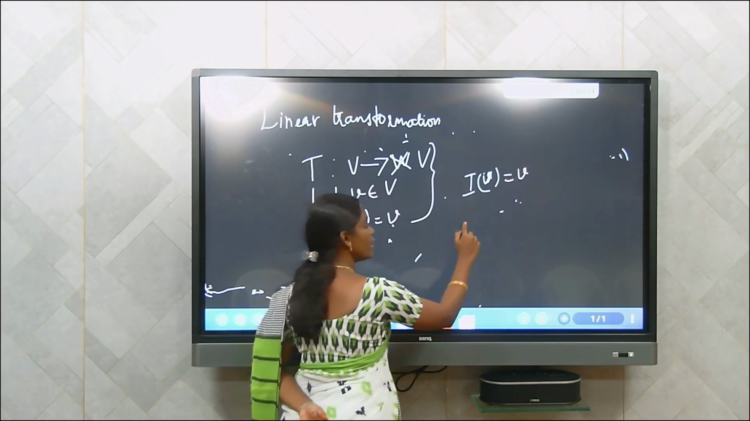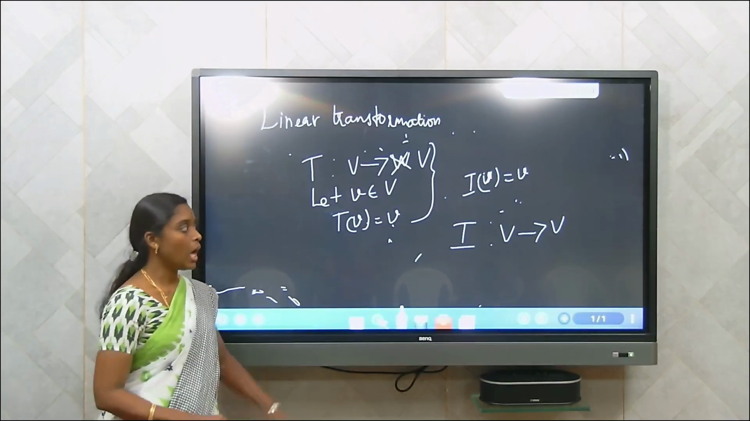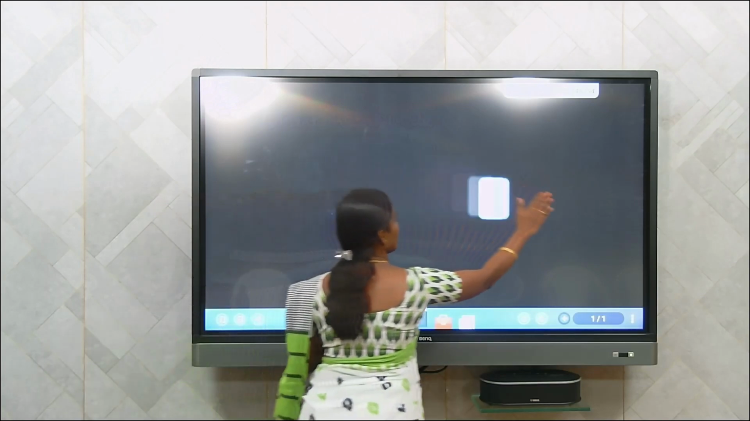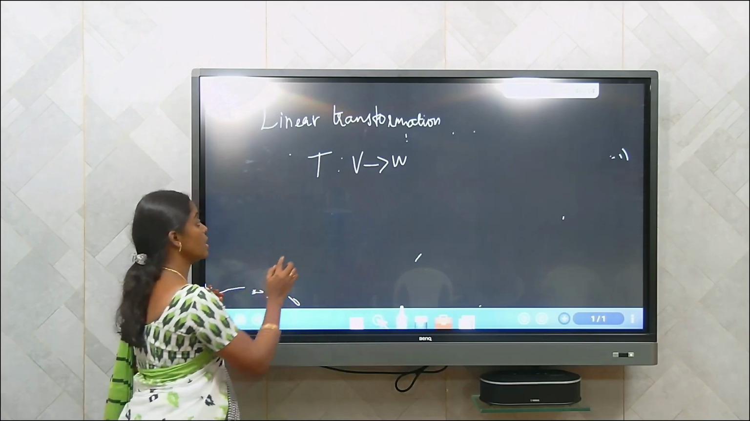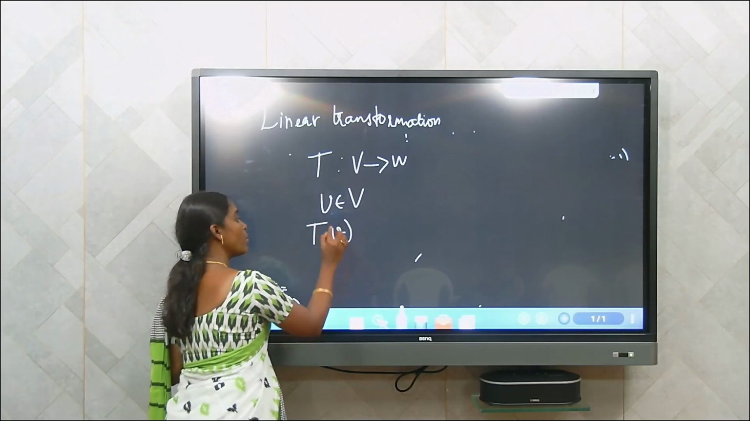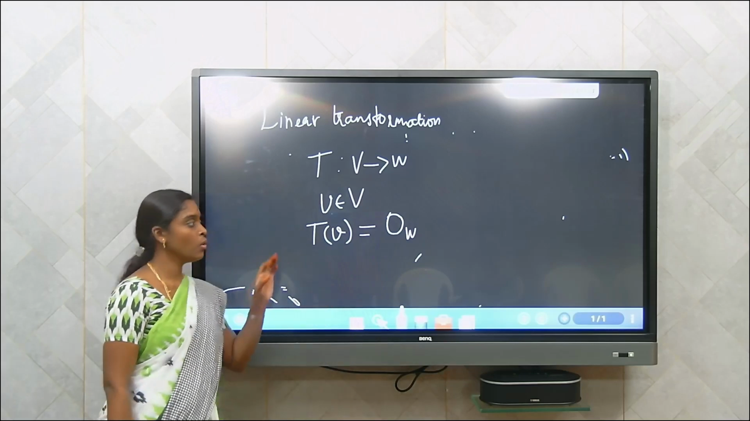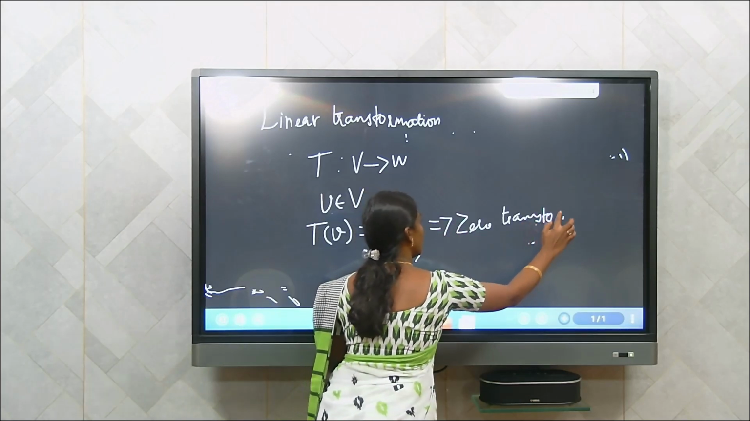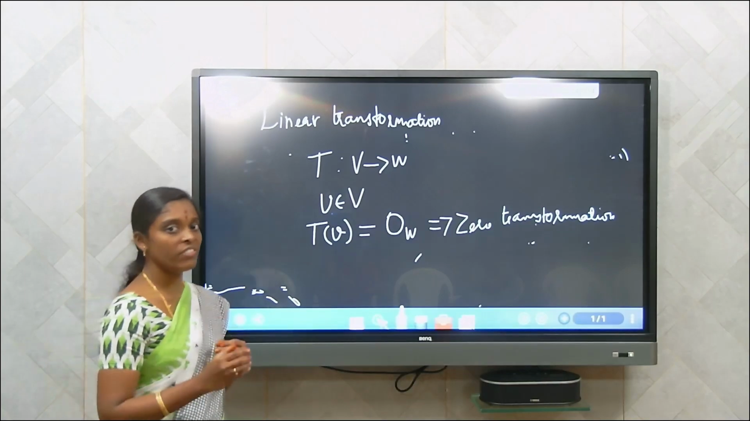For defining an identity transformation, the domain and codomain vector spaces should be the same. Otherwise, if we have distinct vector spaces as domain and codomain, we cannot define the identity transformation. In the same way, we define the zero transformation. Again, I am going to define a transformation from V to W, and I am choosing a vector v from the domain vector space. If whatever vector I choose from the domain is mapped to the zero vector of the codomain, then I can call this transformation a zero transformation. As I told you already, these are all linear transformations that can be checked. Both the identity transformation and the zero transformation will definitely satisfy the conditions of a linear transformation.